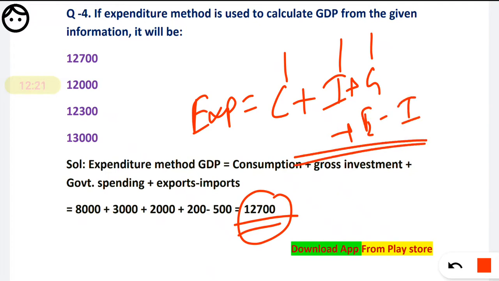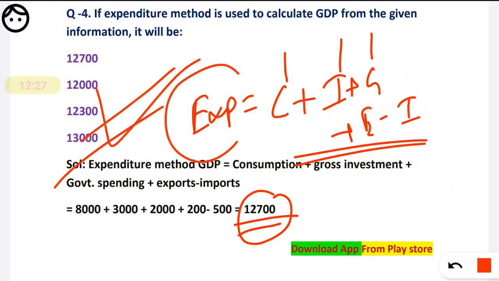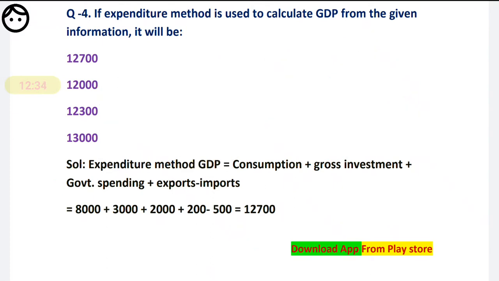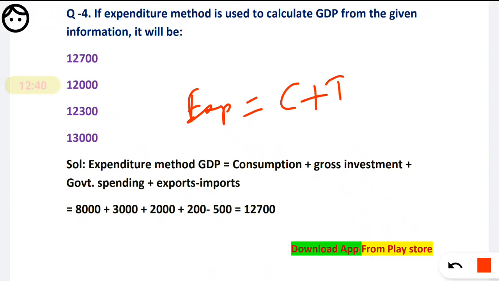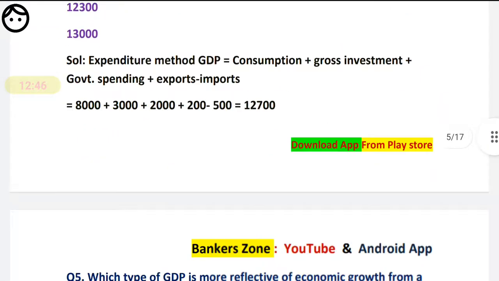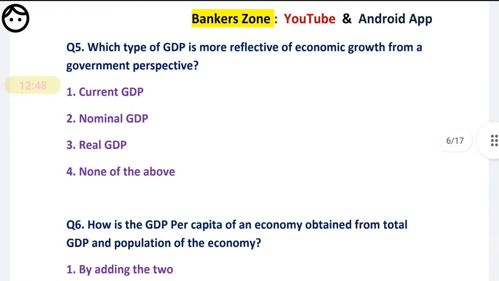Very easy formula. Orally you can solve this type of numerical, and generally IIBF is asking only the expenditure method based formula and examples based on that. So I repeat, remember the formula for expenditure method: C plus I plus G plus export minus import. That is very easy. Now, I think we have completed the first case study.